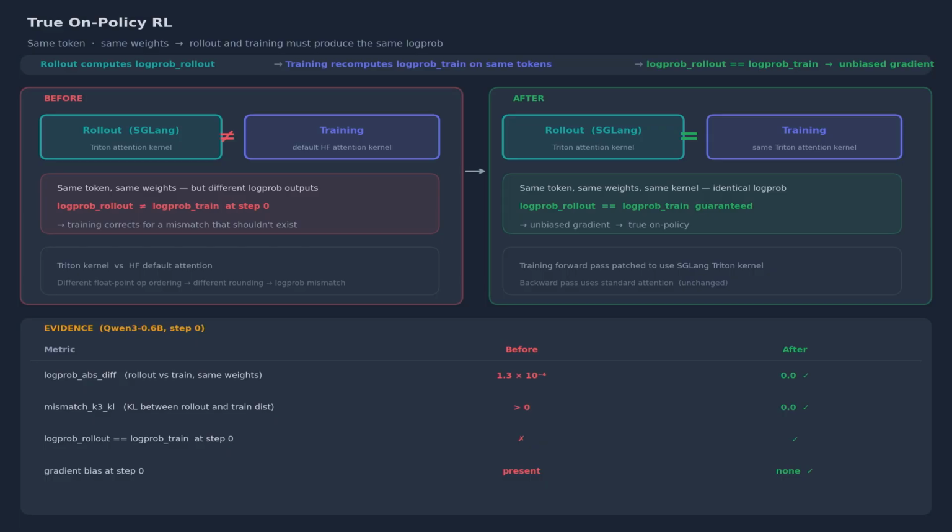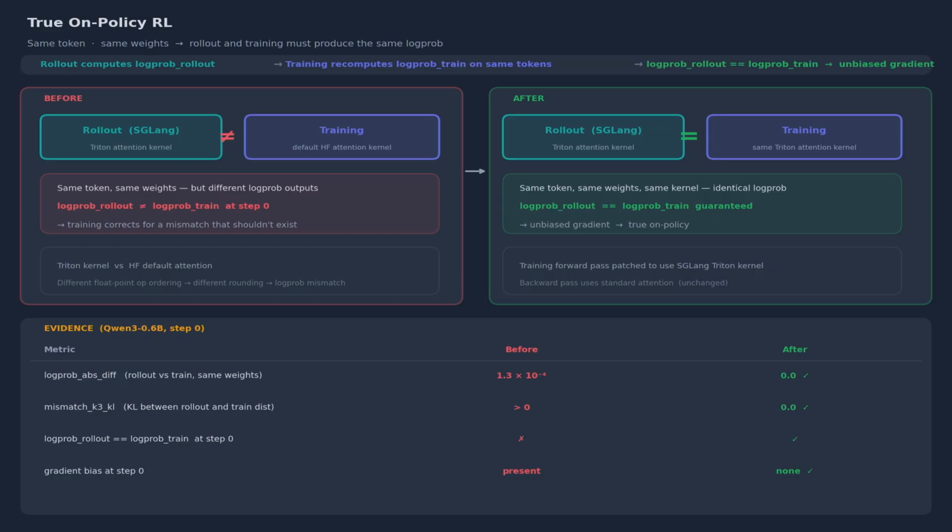So eventually, the log probability computation between rollout and training is different, even at step 0. So how are we going to fix it? We want to align the forward computation of the training and rollout phase together. Basically, we want the training phase to use the same kernel implementation as the rollout phase. In this case, we can have the same token, same weight, and the same kernel. Then the log probability difference will be 0.